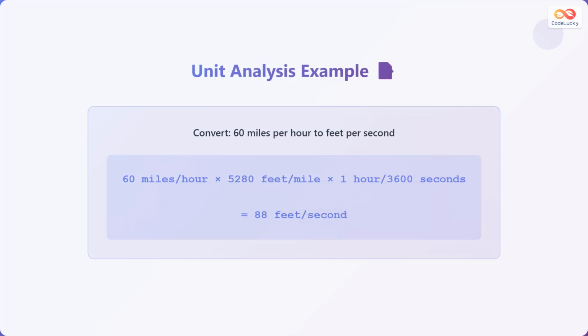Here's an example of how unit analysis works. Suppose we want to convert 60 miles per hour to feet per second. We start with 60 miles per hour. Then we multiply by 5,280 feet per mile because that's how many feet are in a mile. Finally, we multiply by 1 hour per 3,600 seconds. This is because there are 3,600 seconds in an hour. After canceling out the units, we find that 60 miles per hour is equal to 88 feet per second.